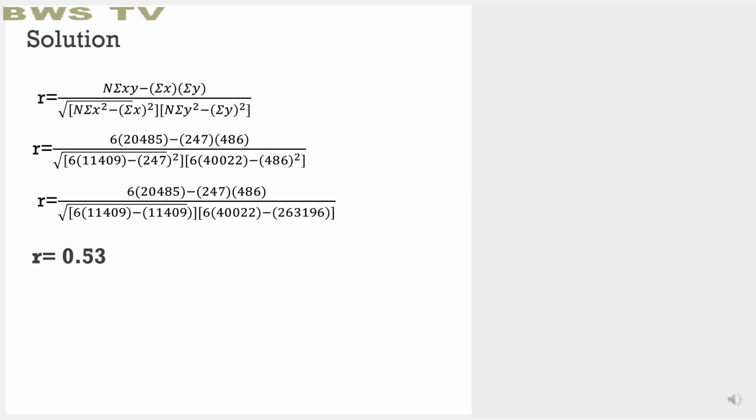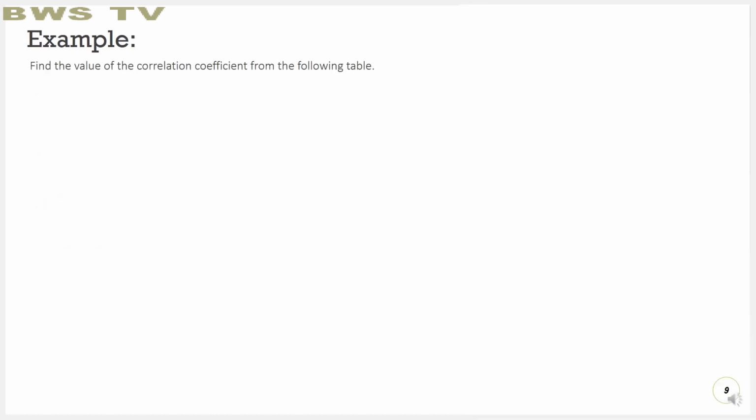0.53. Always round off to the second decimal place. This kind of method, when you input it in some calculators, gives a different answer or sometimes a syntax error. So be sure to know your calculator. It doesn't apply to all.